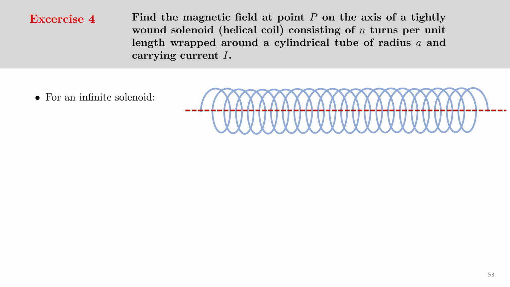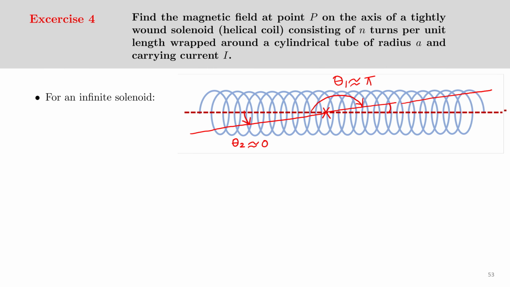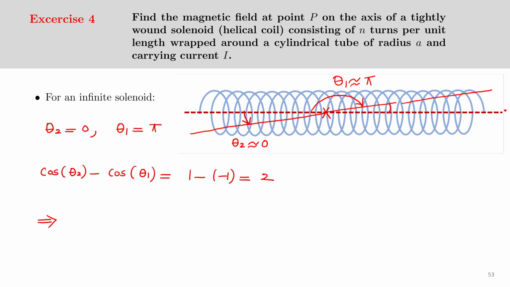Now we need to calculate the magnetic field due to an infinite solenoid. For an infinite solenoid, the field point will be somewhere like this. So that is theta 2 equal to 0 and theta 1 is equal to pi. Therefore, cos of theta 2 minus cos of theta 1 is equal to 1 minus minus 1, that is equal to 2, which gives us the field due to an infinite solenoid as equal to mu 0 n I.